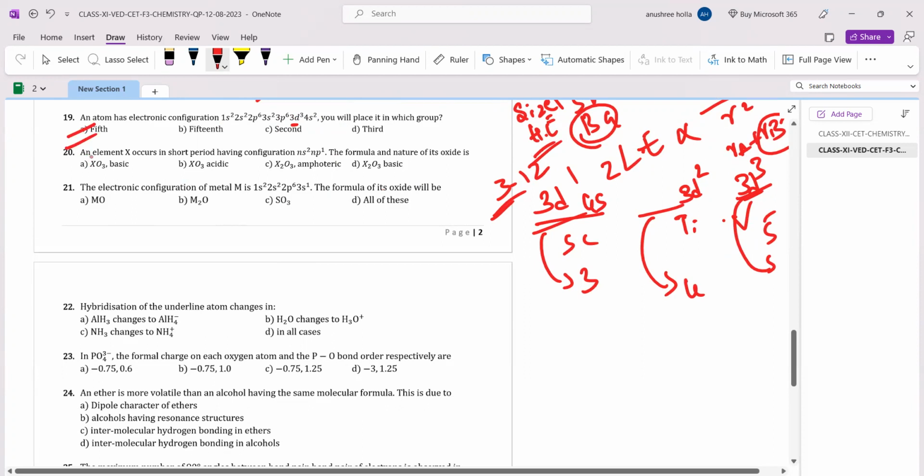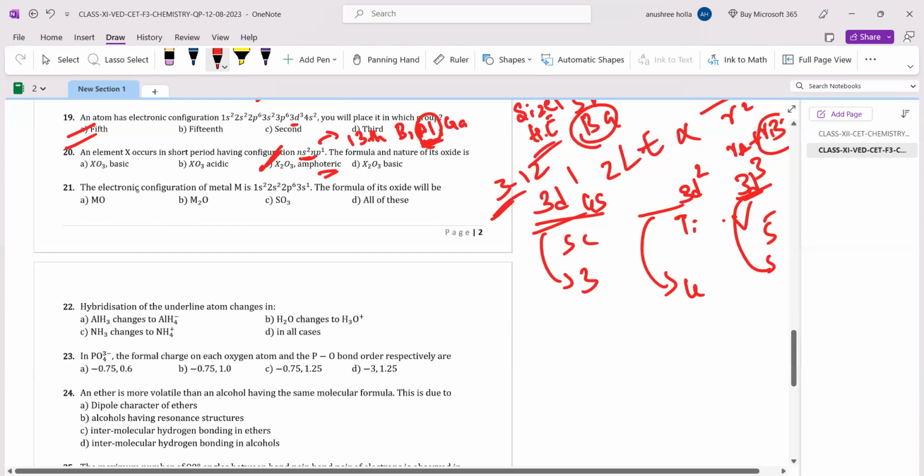Yes, 20th question. An element X occurs in short period having electronic configuration ns2np1. The formula and nature of its oxide is? ns2np1 is the general electronic configuration of 13th group elements, your boron, aluminium, gallium, indium, thallium. And we know that aluminium oxide is amphoteric in nature, right? It forms amphoteric oxide, Al2O3. So it should be option C.